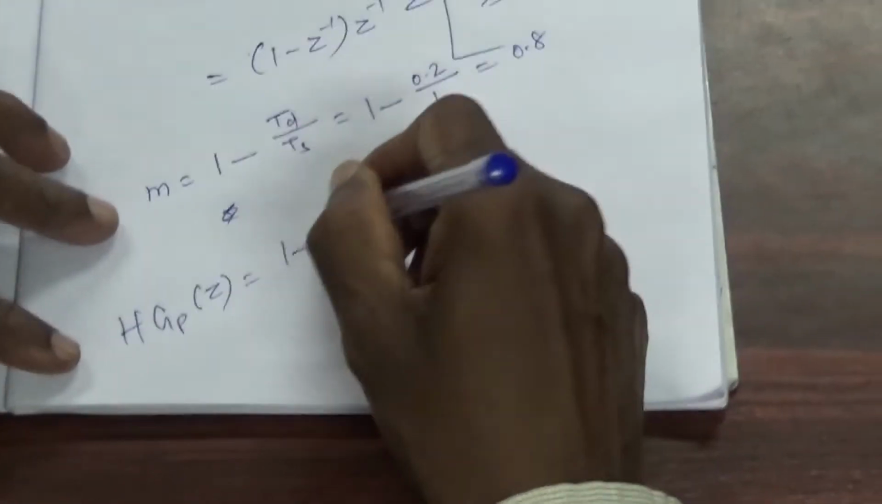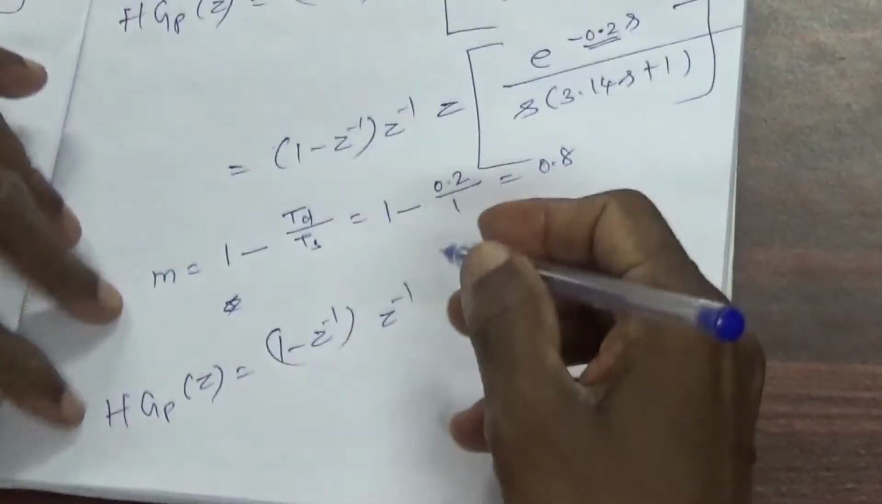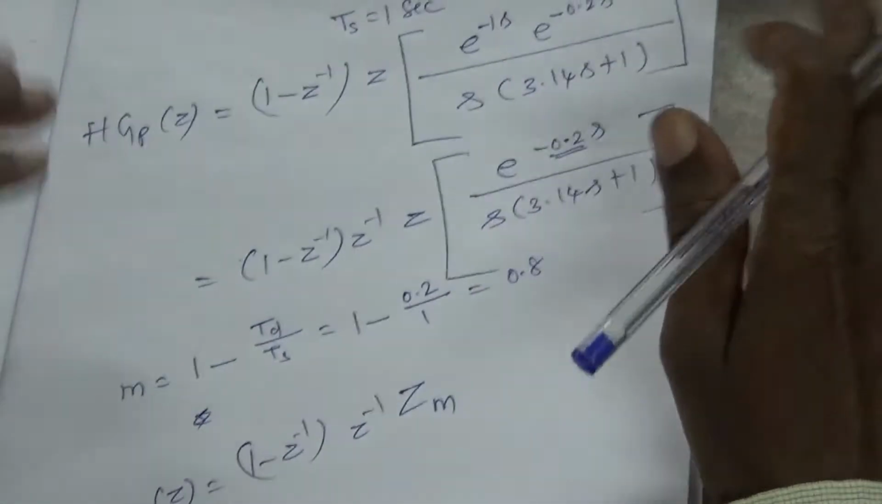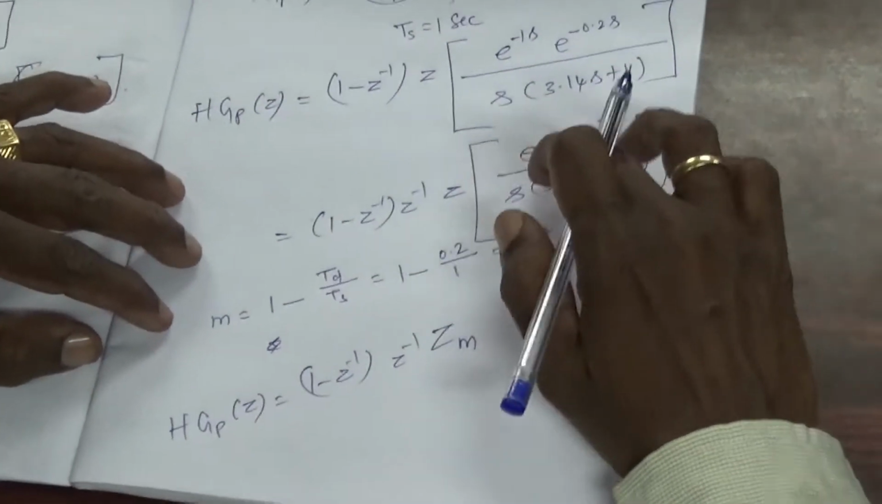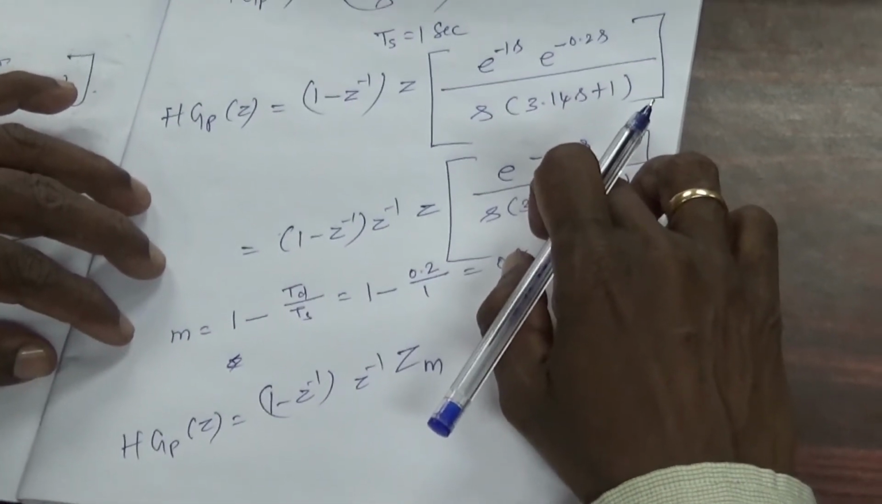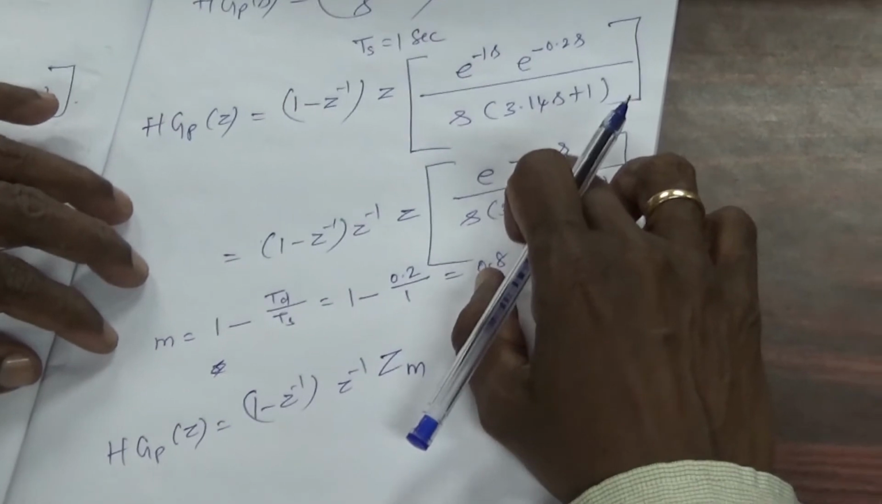Therefore HGP of Z equals 1 minus z power minus 1, z power minus 1, the modified Z transform, because we cannot take the conventional Z transform. We have to find a modified Z transform because the dead time is not an integral multiple of the sampling period.